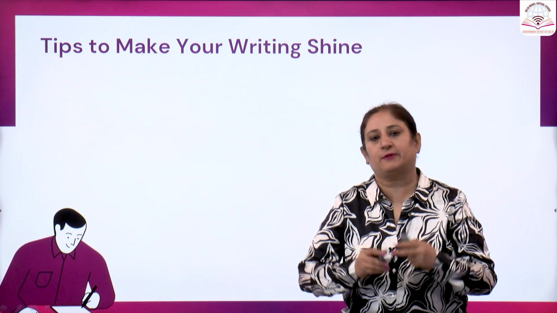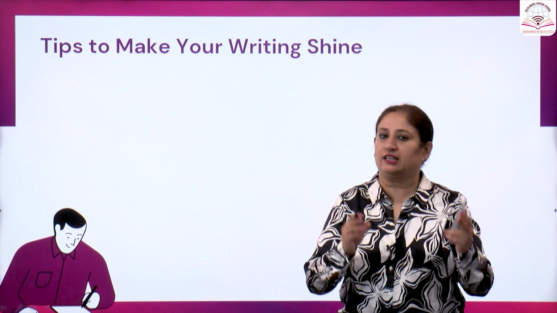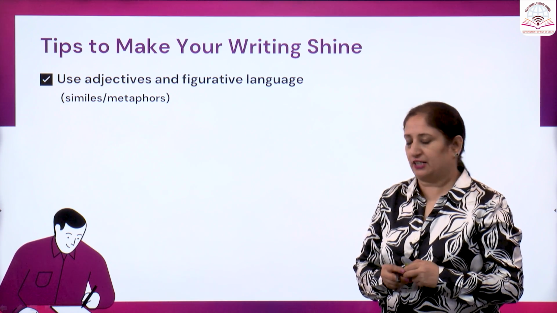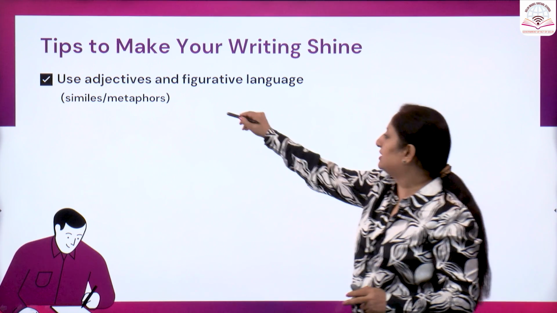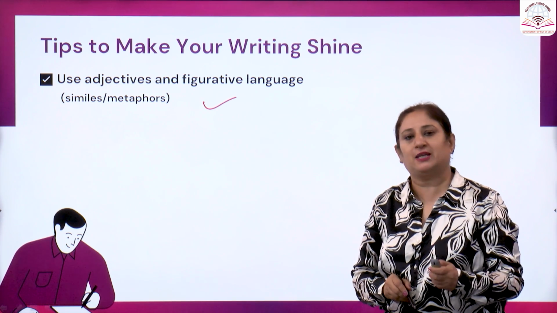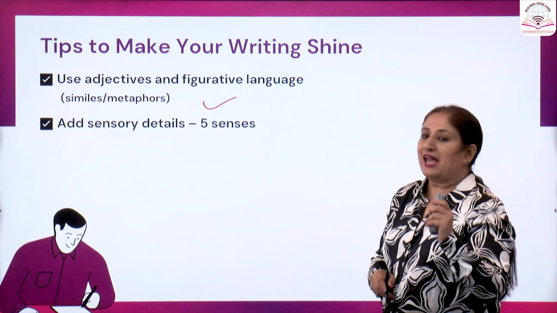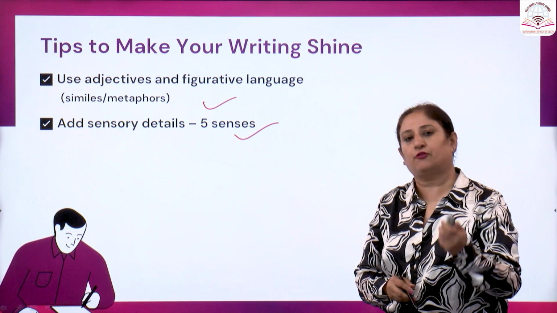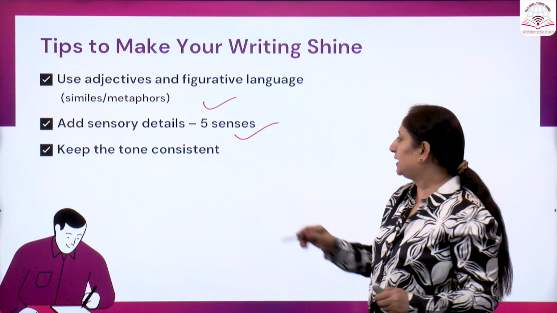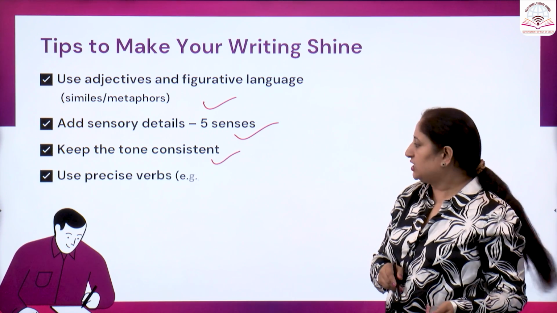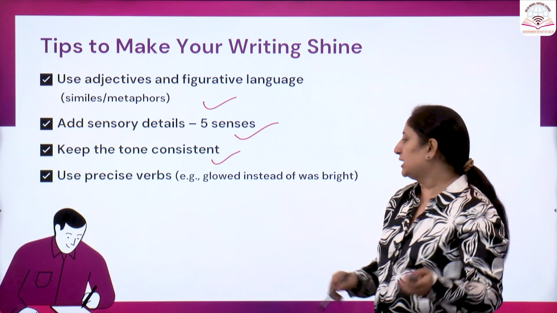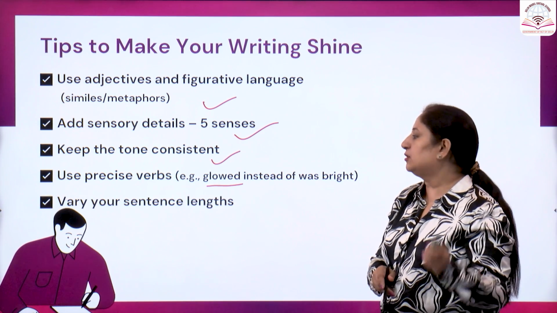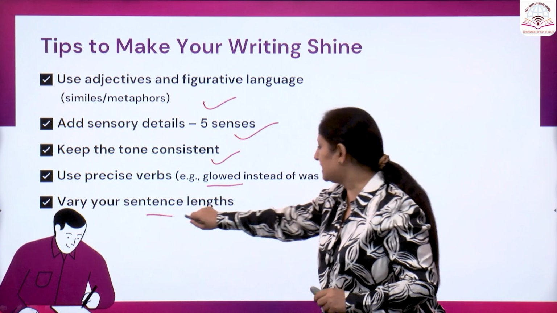Now I'll give you some tips to make your writing shine even better. And they are: Use adjectives and figurative language. That means you have to use similes, metaphors while framing your descriptive paragraph. Add sensory details. You have to use 5 senses while framing your answers. Keep the tone consistent and use precise verbs, like you have to use glowed instead of was bright. Also, you have to vary your sentence lengths.